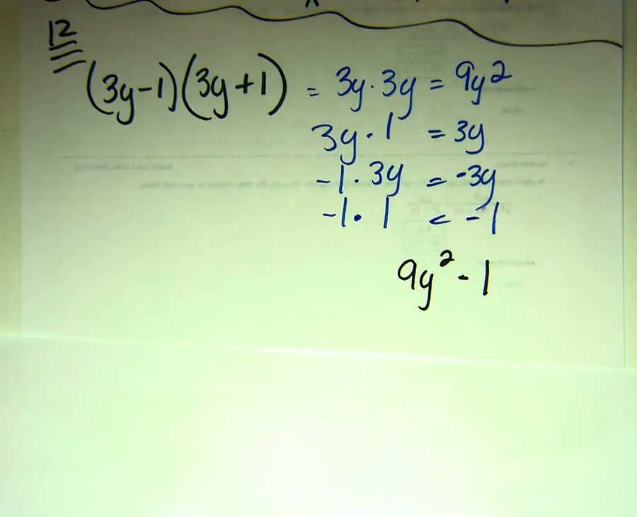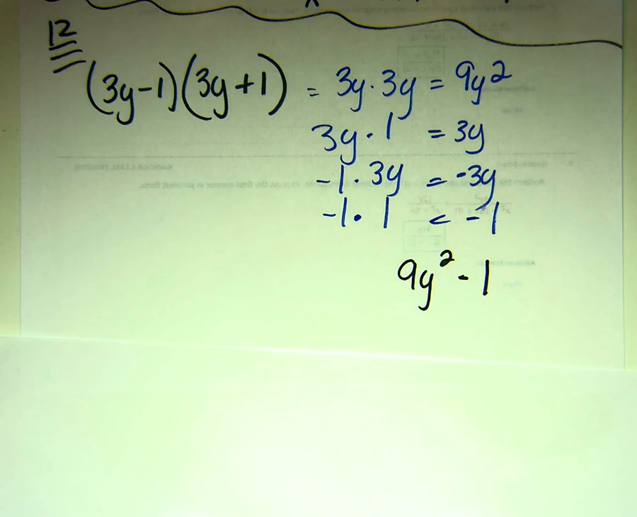Now here's one. Take a moment to actually look at what I did. Unlike the other ones, I still use the FOIL method, but I want you to see what canceled out. So for your first terms, we did 3y times 3y, which gave us 9y squared. For your outside terms, it was 3y times positive 1, which gave you positive 3y. For your inside, that was negative 1 times 3y, which gave you negative 3y. And then for your last term, negative 1 times positive 1, we know that a negative times a positive gives you a negative, hence negative 1.